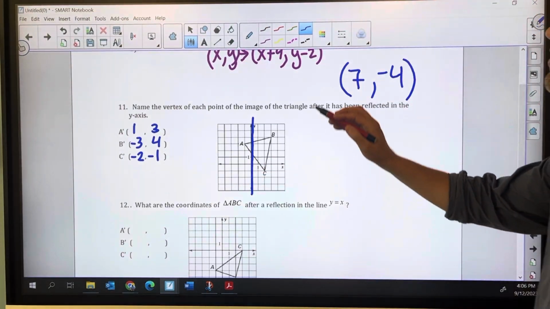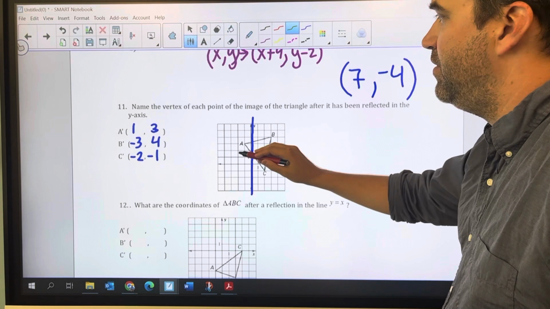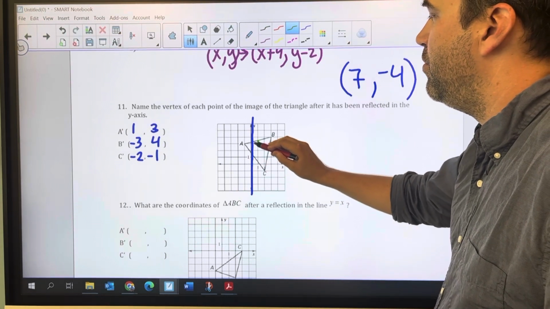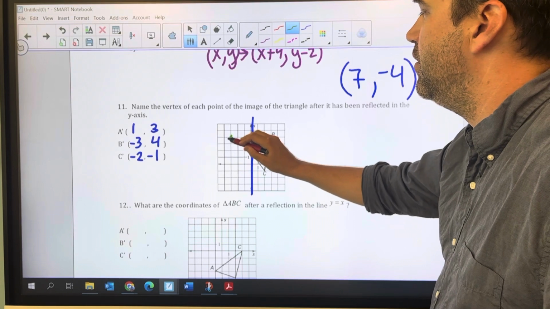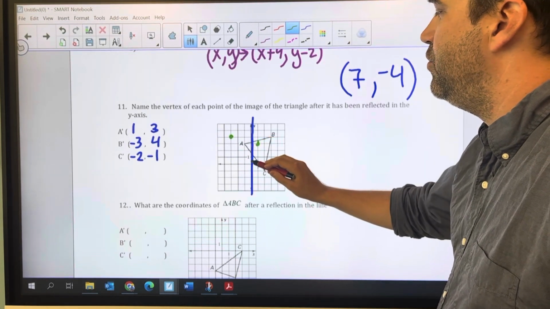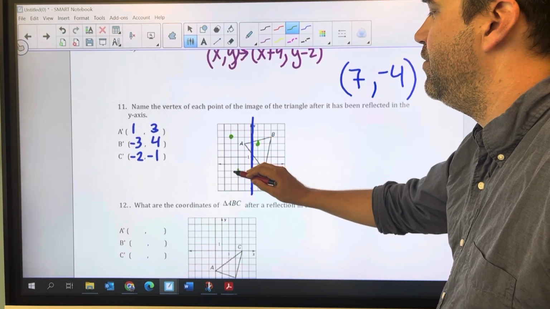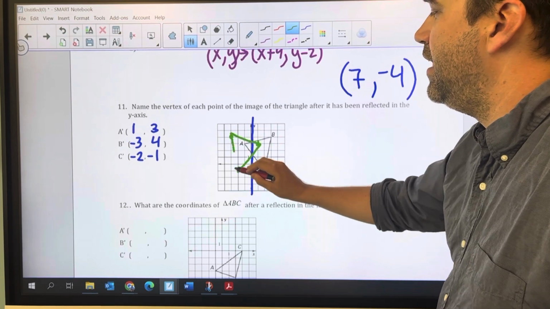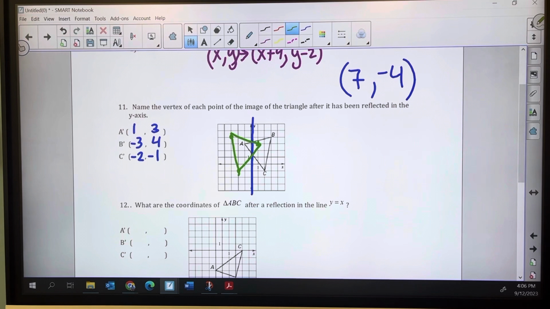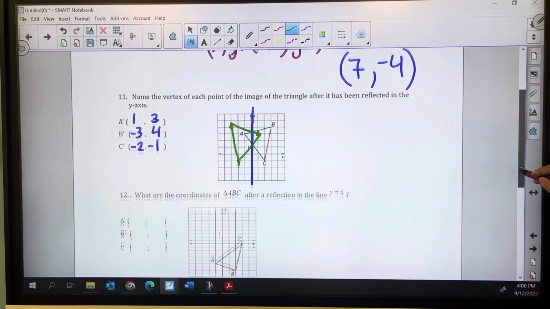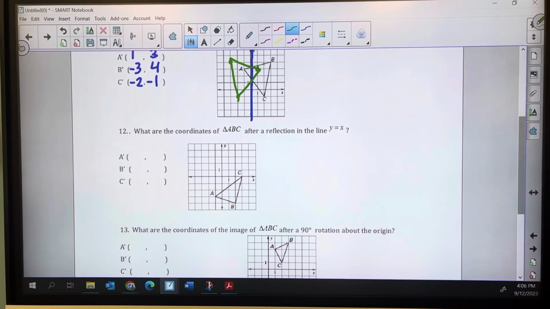If I draw that, just to kind of give myself that visual, I've got over 1 up 3, left 3 up 4, and then left 2 down 1. Something that looks like that. And you can kind of see those two triangles are spun or crossed over that y-axis. And finally, the last one that we're going to do right now.